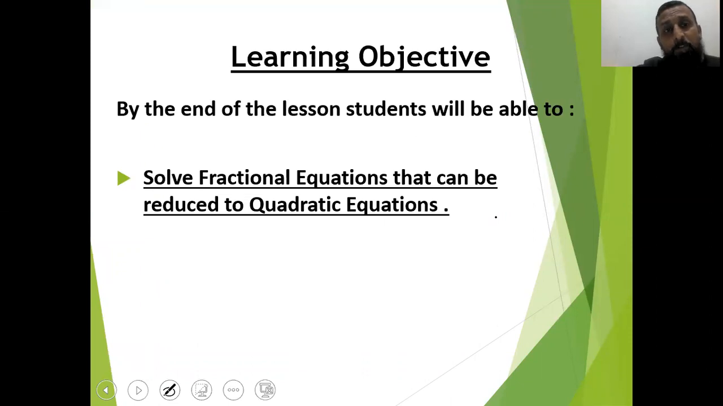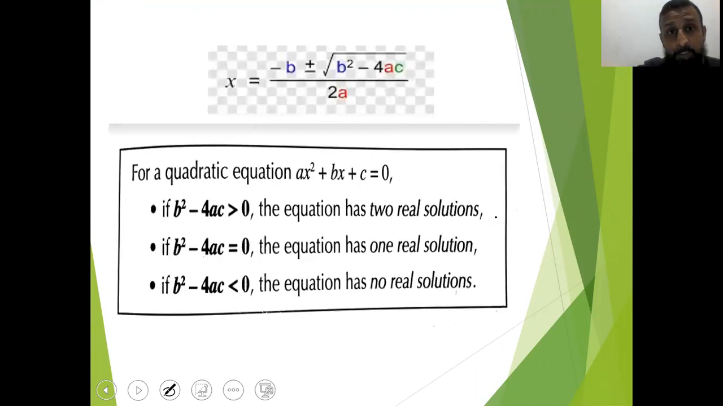Our learning objective for today: by the end of this lesson, inshallah, you will be able to solve fractional equations that can be reduced to quadratic equations. So we will be dealing with some fractional equations. We need to simplify them to make quadratic equations, and then finally we're going to find the solutions of those quadratic equations. So dear students, again there is a quadratic formula shown to you on the screen.